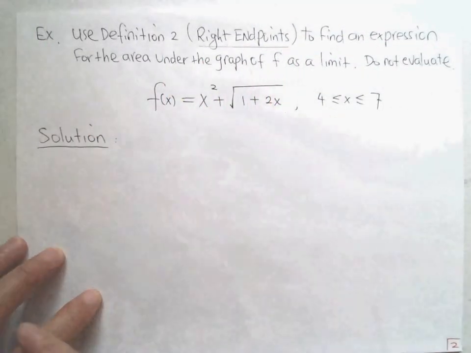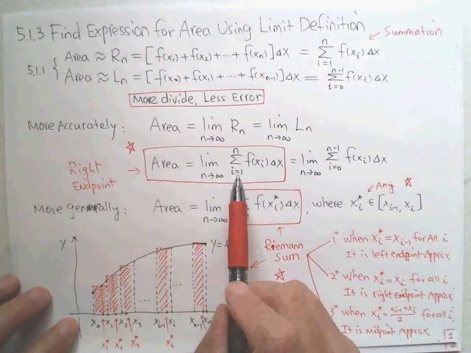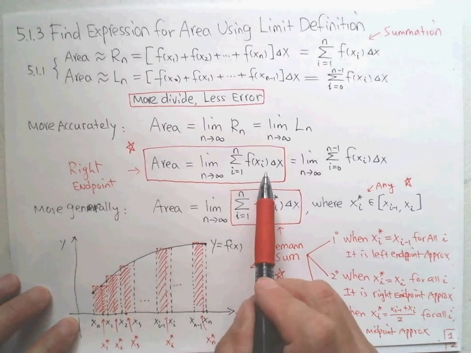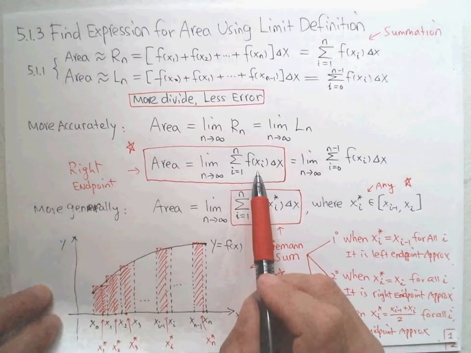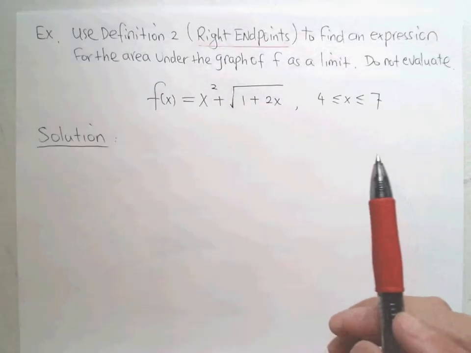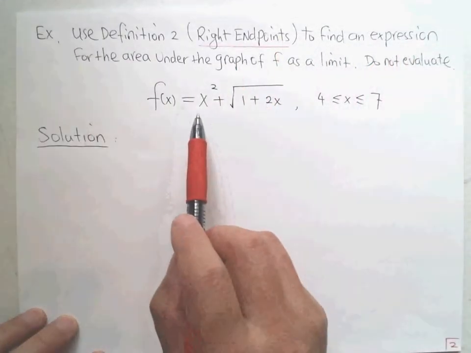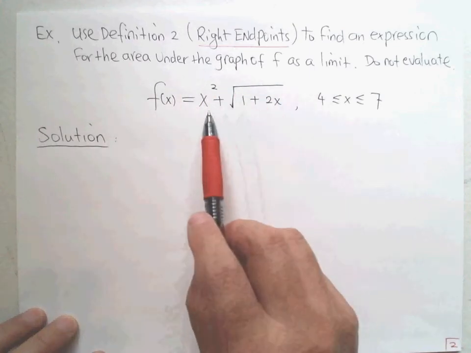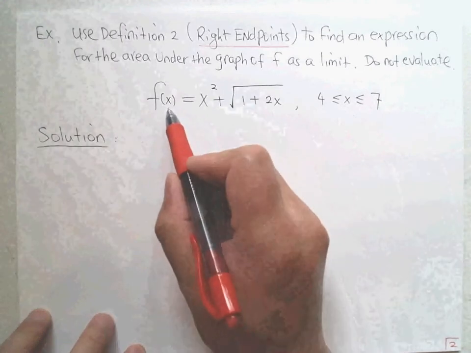Use the definition. Definition 2, I should use the right end point. Remember, just the right end point is what? Use this. The right end point goes from x1, not from x0. We use this limit. What is the question? The question only asks us to find the expression for the area under the graph.